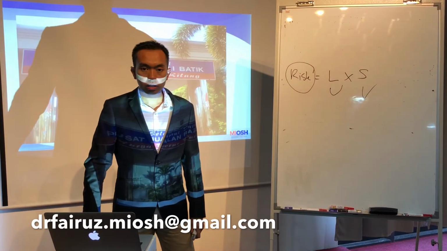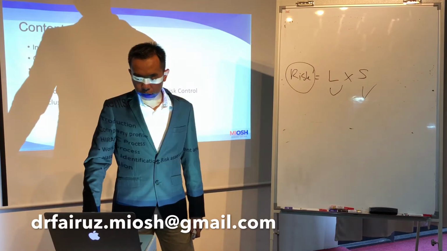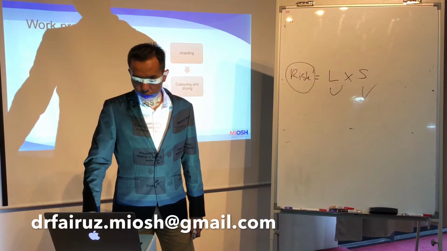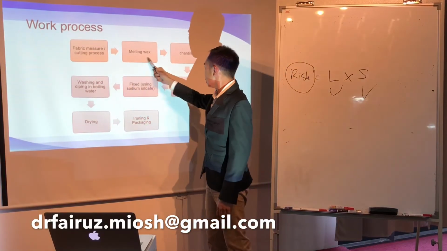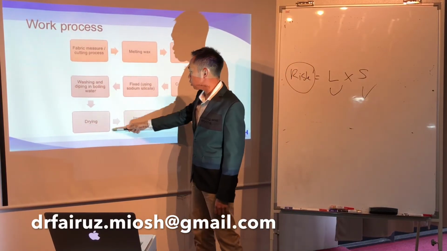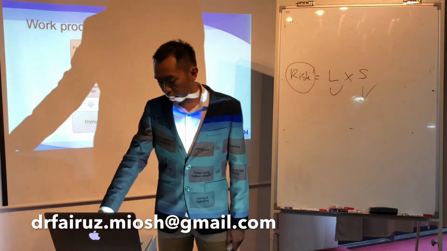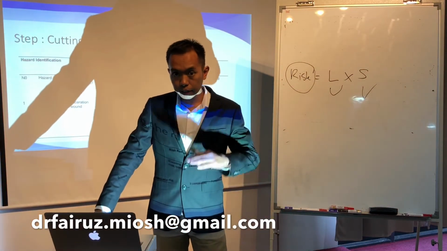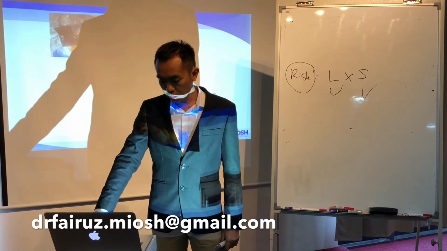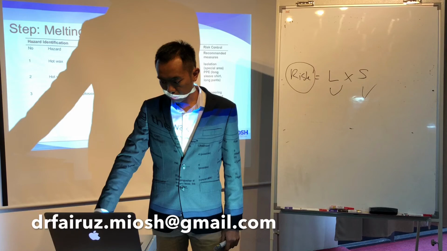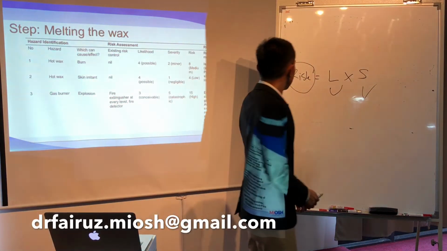This is what we did at a Batik factory. This is an example of the work process that I mentioned. So these are all the work processes. For each work process we need to identify the work unit. Then after that we can identify the work activity in each work unit. Okay, this is an example of HIRARC.